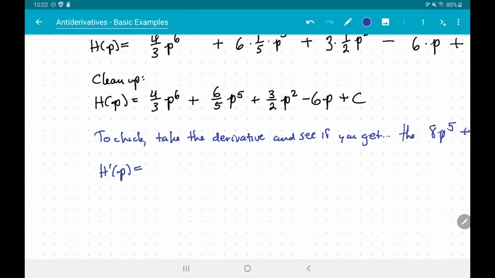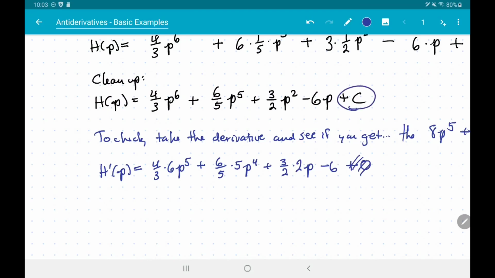So this should be familiar. We've been doing derivatives of polynomials for a while now. 4/3 times 6p to the 5th plus 6/5 times 5p to the 4th plus 3/2 times 2p minus 6 plus 0. And usually we don't even bother to write the plus 0. And again, remember what c is. It's some unspecified constant.